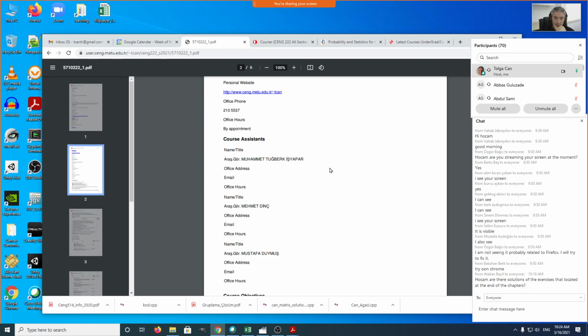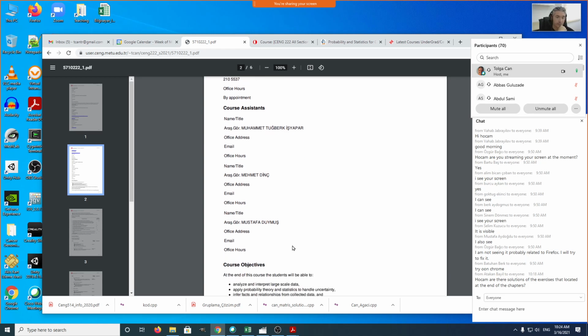I reloaded it. So Tuberk, Mehmet, and Mustafa are going to be our course assistants. They will be responsible for the assignments. They will design the assignments, and after discussing it with us, the instructors, they will post the announcements on Otiklas. They will grade your assignments. They will also be responsible for the quizzes each week.